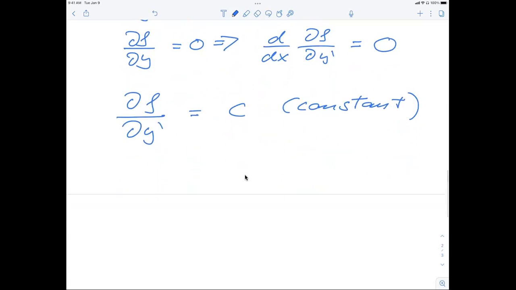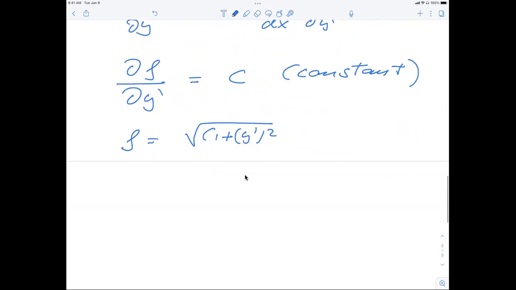Now the next thing is to simply plug in the function again. We know that f is given by the square root of 1 plus y prime squared. If I take the derivative of that quantity, I get y prime divided by the square root of 1 plus y prime squared, and this is equal to c.